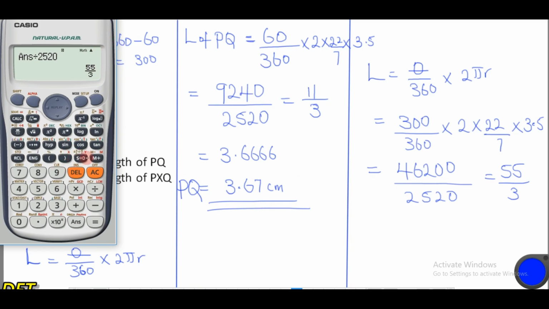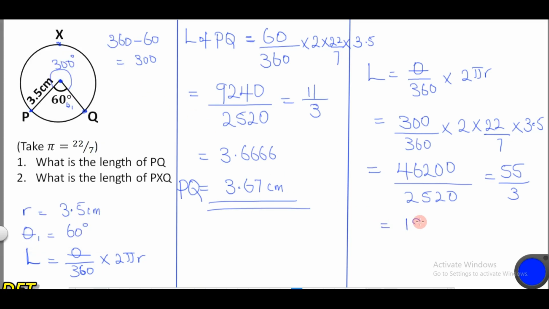If I convert that to decimal, that will be equal to 18.3333 to infinity. So PXQ, which is the major arc, will be equal to 18.33 centimeters. This is the length of this major arc, PXQ, and my PQ is 3.67 centimeters.